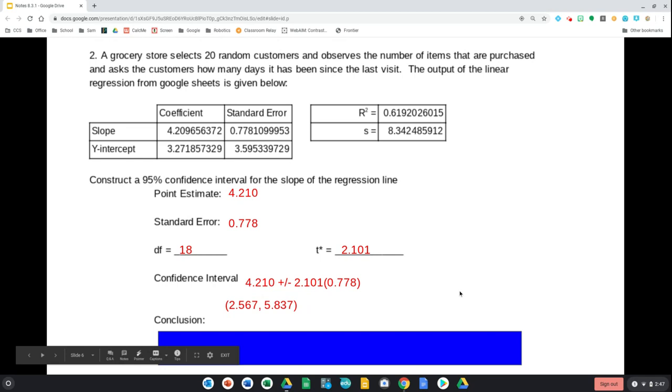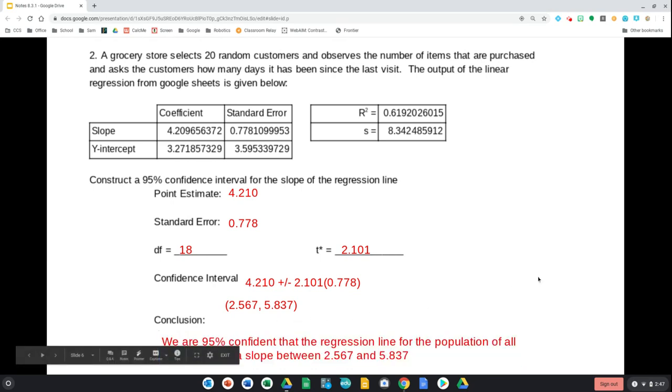What you should have found is when you take 4.210 and add, you get 5.837. When you subtract, you get 2.567. So what we're saying is that we are 95% confident that the regression line for the entire population is going to have a slope between 2.567 and 5.837.